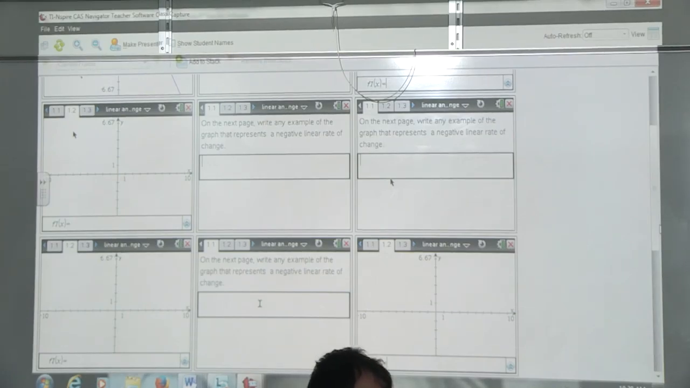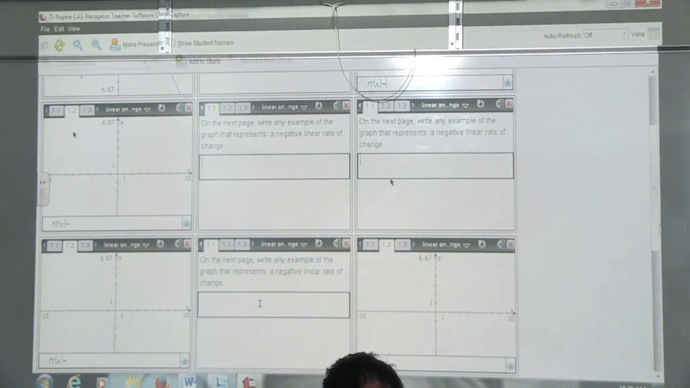Not this. This is a line. Okay, the linear function should show a line. There you go. It's the slope. The slope is what shows the rate of change for a linear function. Okay. So if we want to show a negative rate of change.